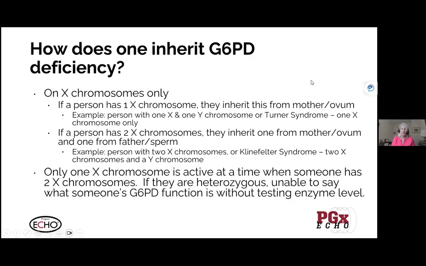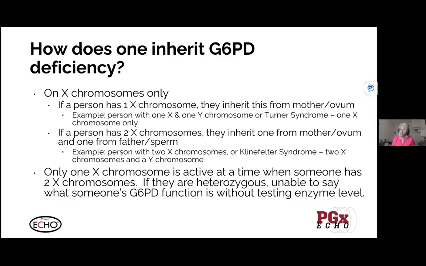How does one inherit G6PD deficiency? It is our only PGx gene that is an X chromosome related recessive gene. If a person only has one X chromosome, then they inherit G6PD deficiency from their mother or their egg donor. And that would be in cases where a person only has one X chromosome.